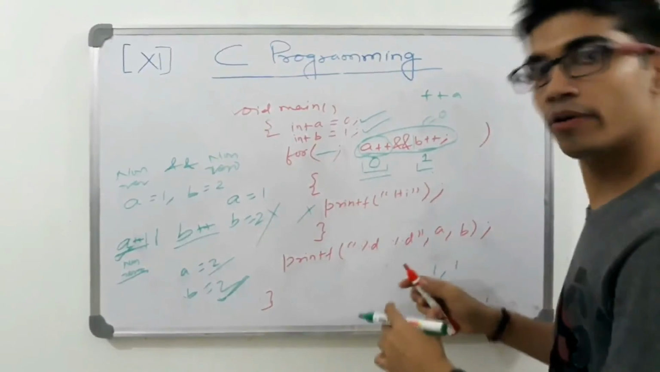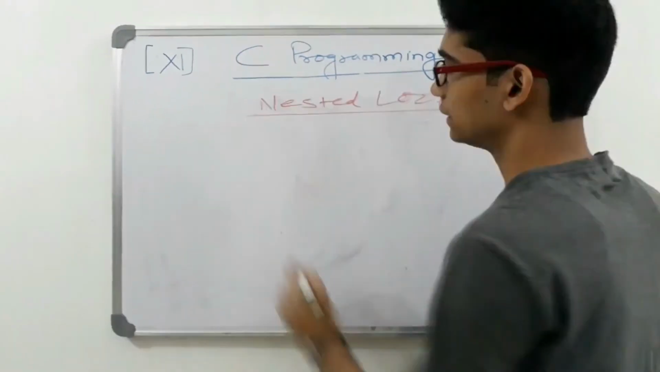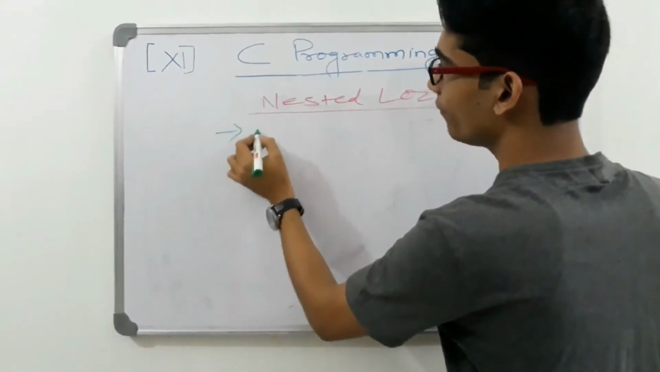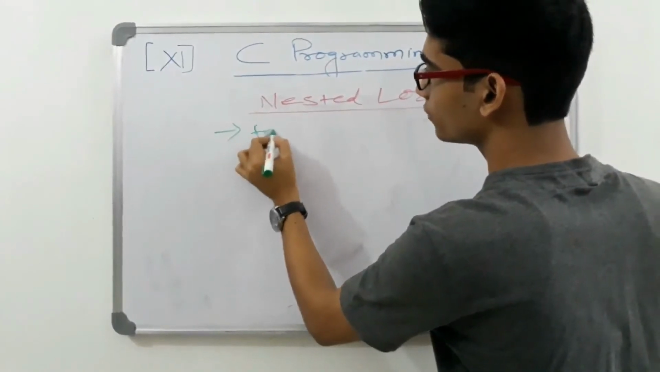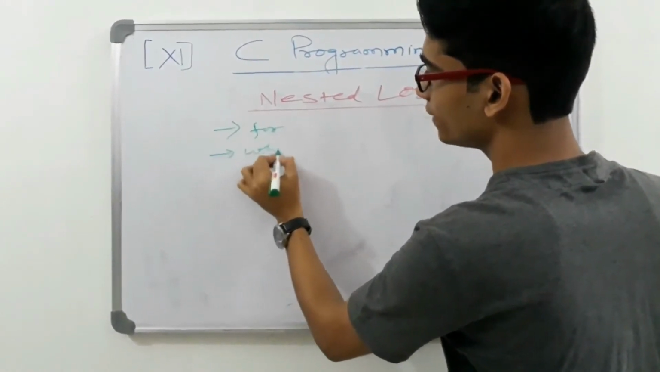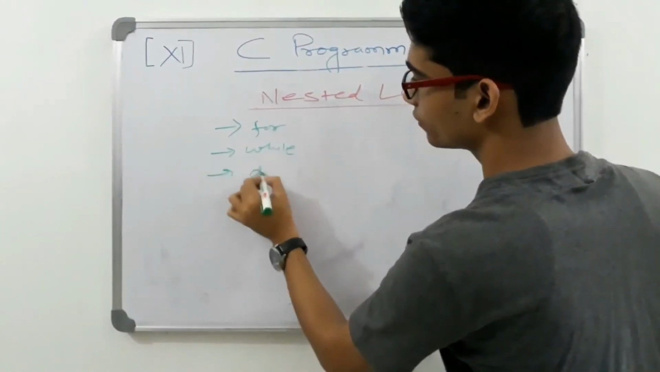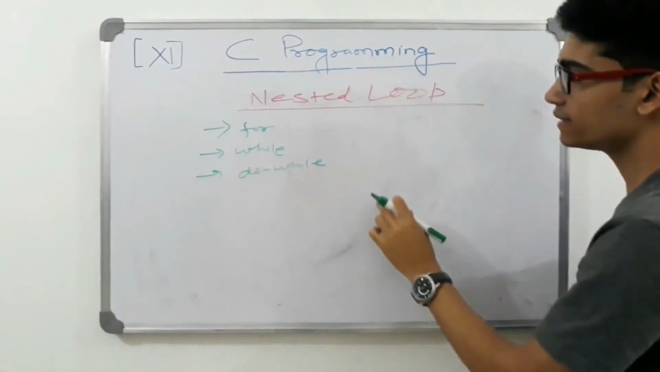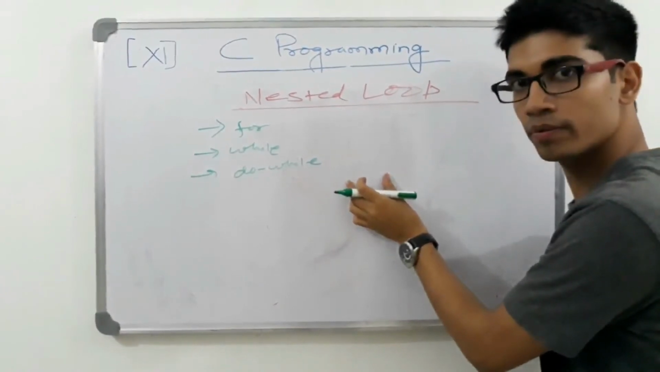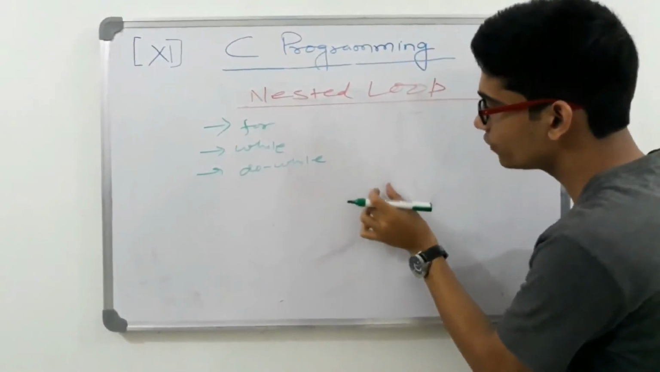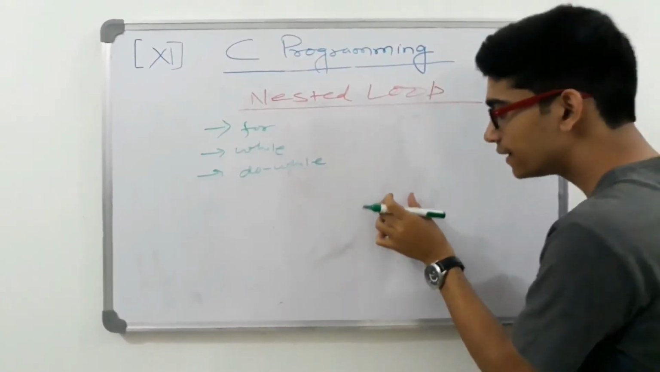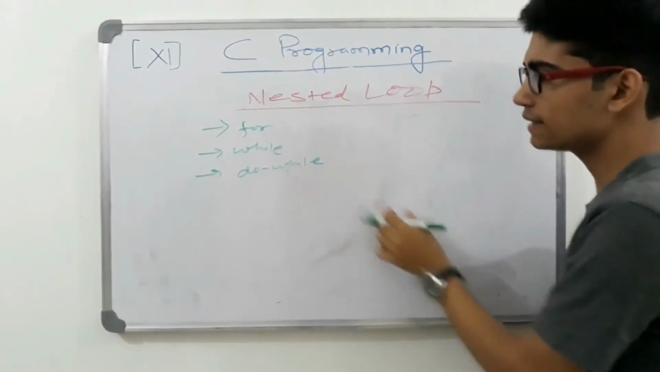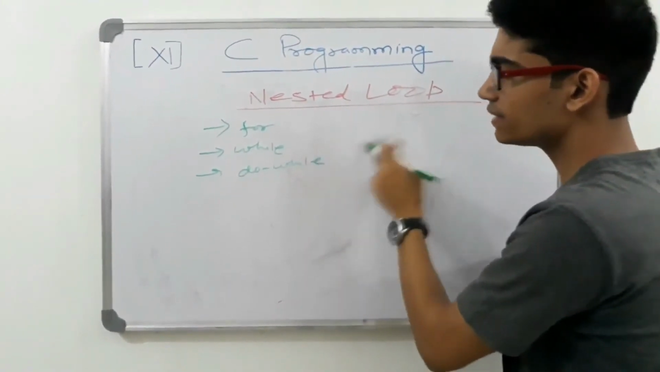Now let us talk about nested loops. Okay, see, we can have a nested for loop, nested while loop, and nested do while loop. So what does nested mean? Nested means we can have a for loop, and inside that for loop we can again have a for loop, and inside that for loop again we can have a for loop. Similar is the case with while, similar is the case with do while.